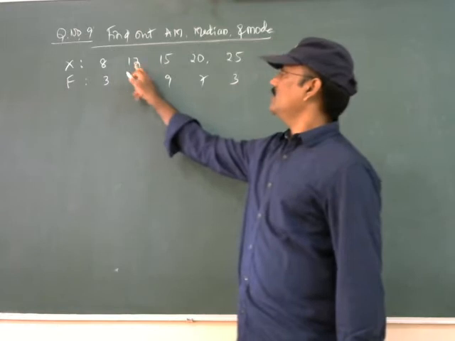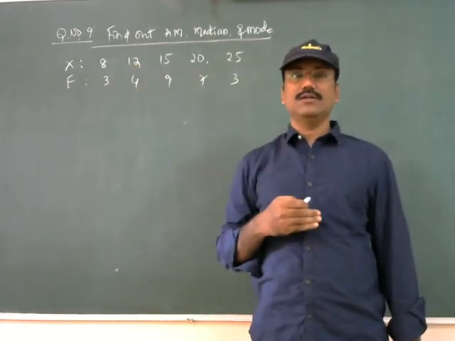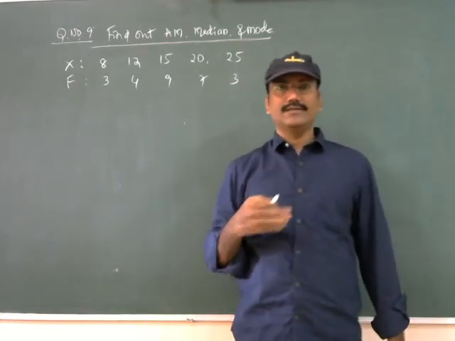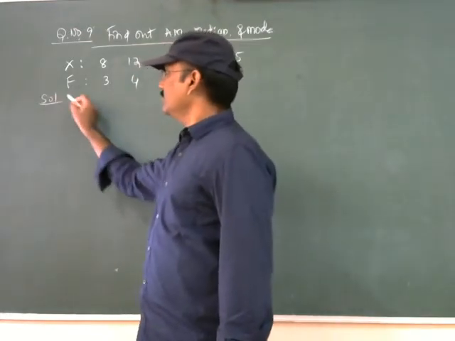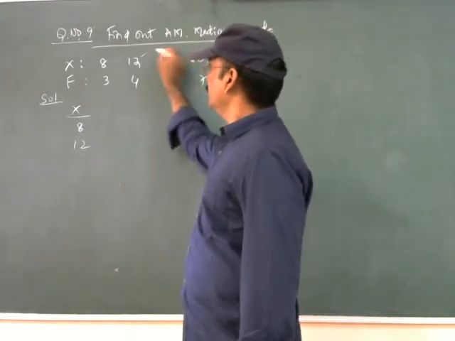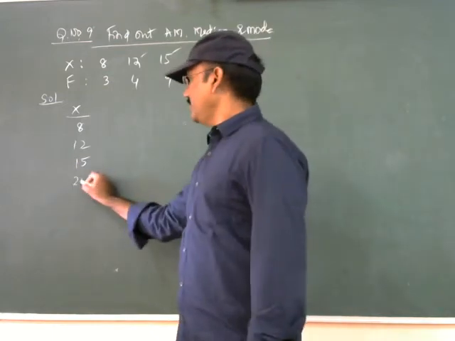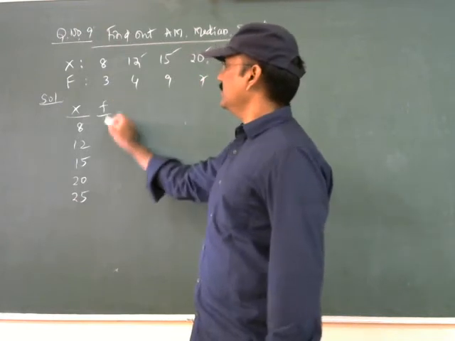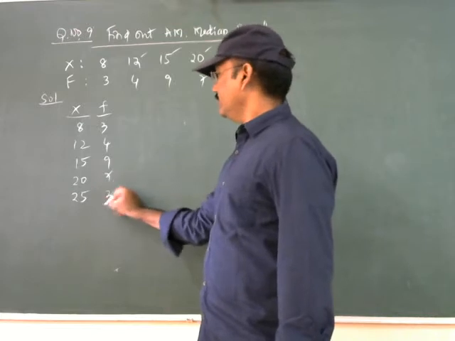Now you see here 8, 12, 15, 20, 25 means what? It is in increasing order. So if it is in increasing order, there is no need to rearrange the variables. You write the same as it is. This was the solution. X: 8, 12, 15, 20, 25. Next, use the frequencies: 3, 4, 9, 7, 3.